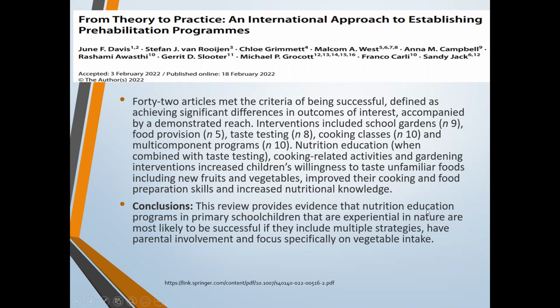And this review provides evidence that nutrition education programs in primary school children that are experimental in nature are most likely to be successful if they include multiple strategies, have parental involvement, and focus specifically on vegetable intake.